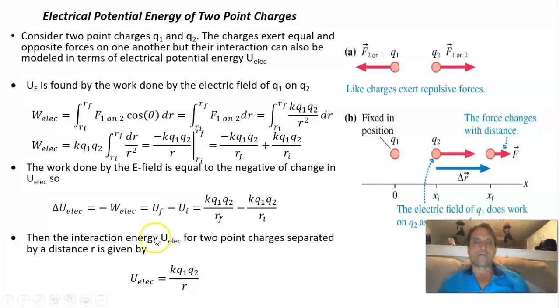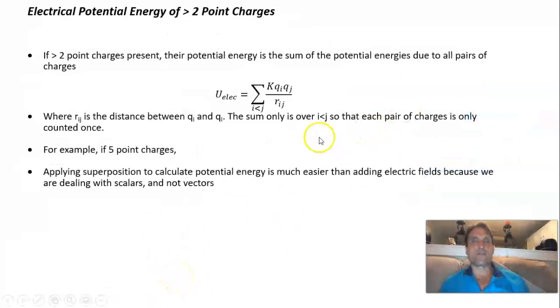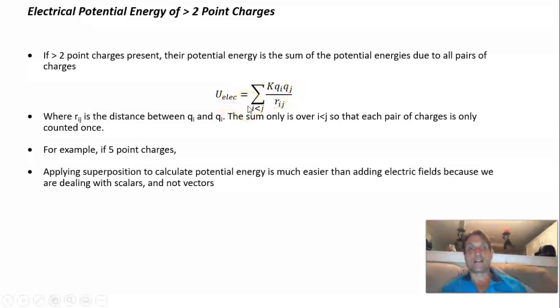And once we have this, we can apply superposition. If you have a bunch of point charges, you can calculate the interaction energy between each pair and simply add them up as scalars to get the total. So it's much easier to work with energy than with forces because they're scalars.